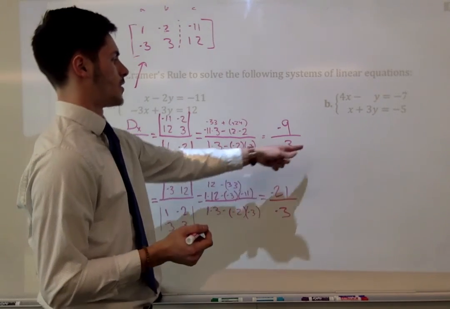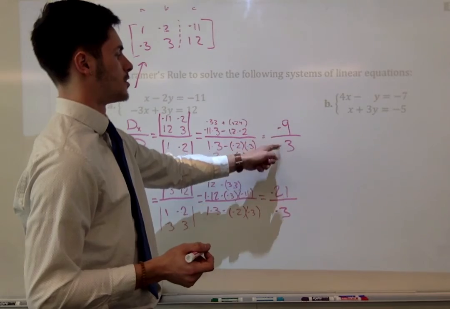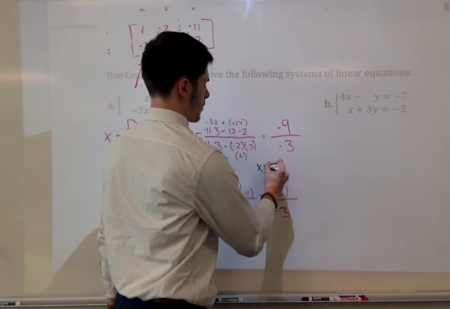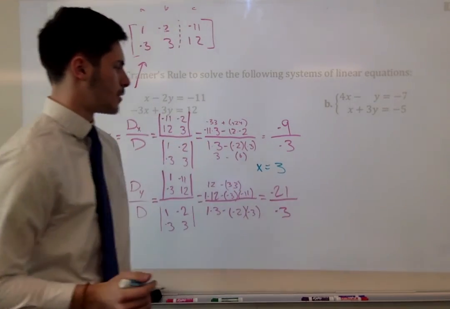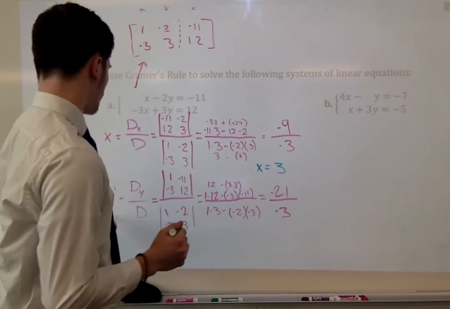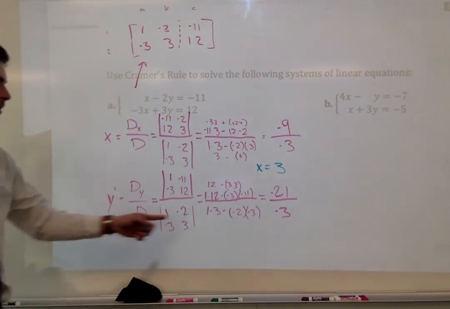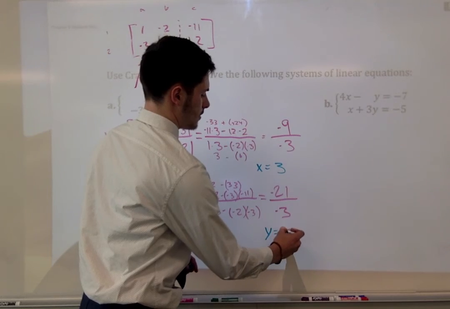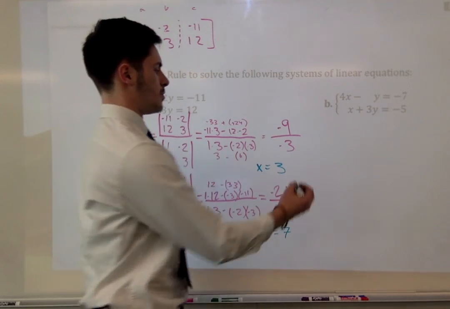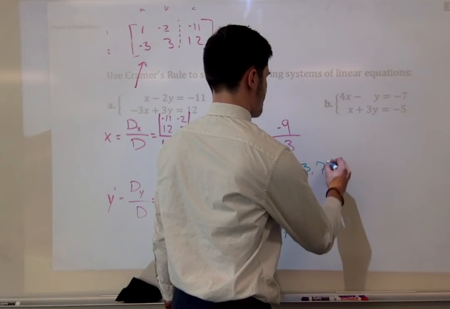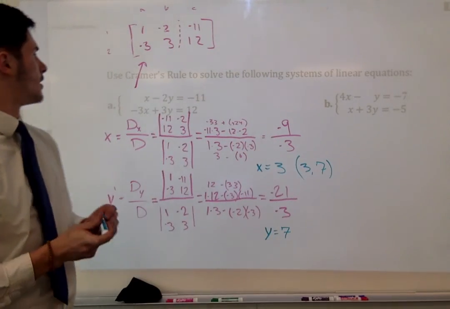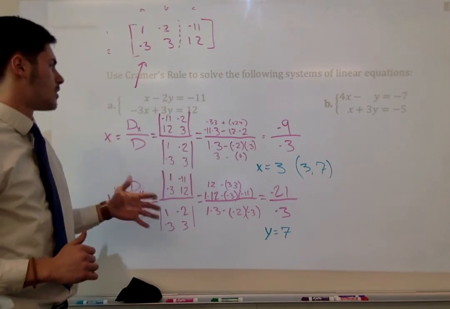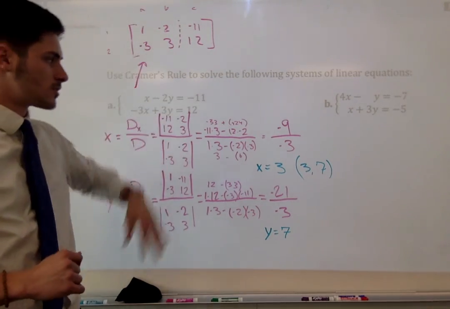And so we know that x, the simplified version of x would be 3, because negative 9 divided by negative 3 is 3. And the simplified version of y, which is over here, negative 21 divided by negative 3 is 7. So our answer would be 3, 7 is our solution to this equation, which we found using Cramer's rule and determinants, and matrices, and all that good stuff.